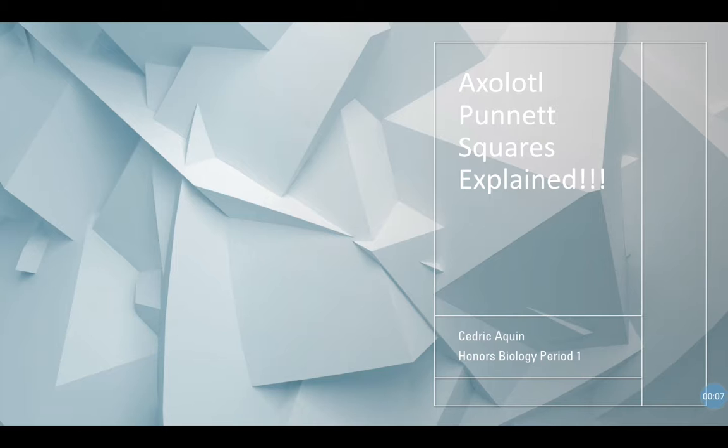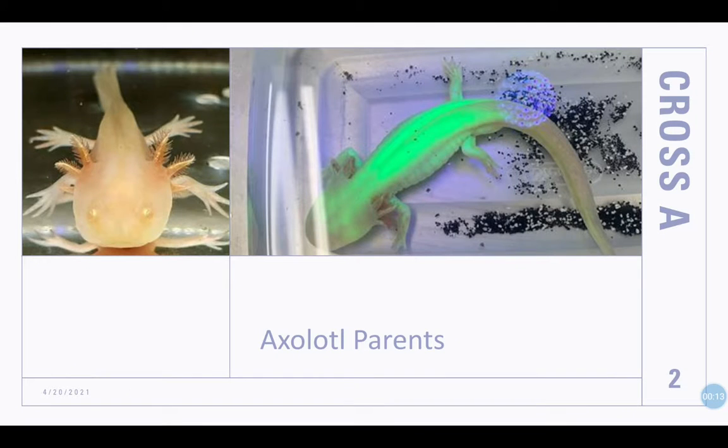This is my Axolotl Punnett squares video explained. Okay, so I'm going to be choosing cross A. So these are the Axolotl parents for cross A. On the right side is the GFP golden axolotl, and on the left is a normal golden axolotl.